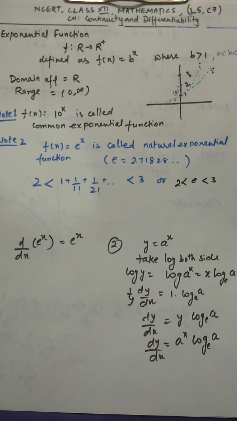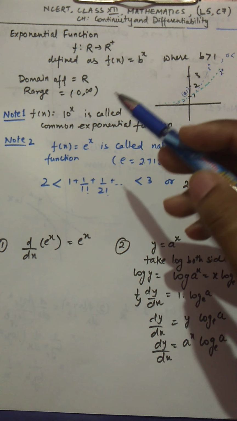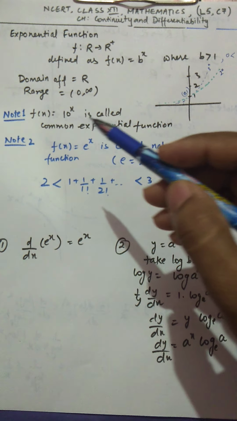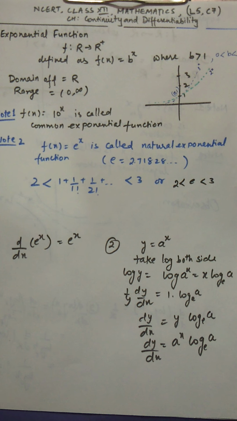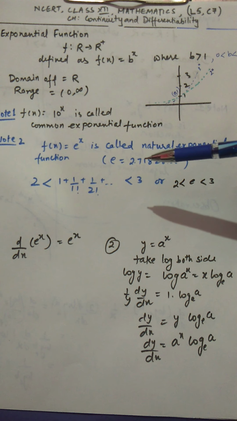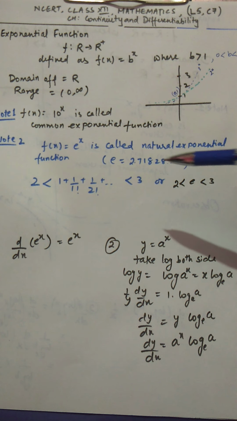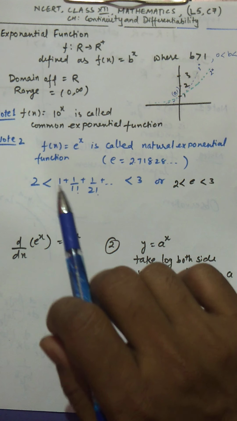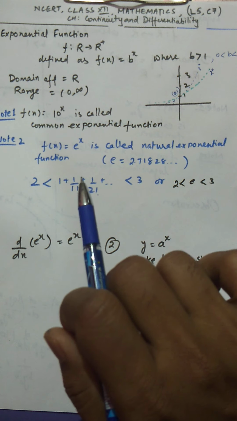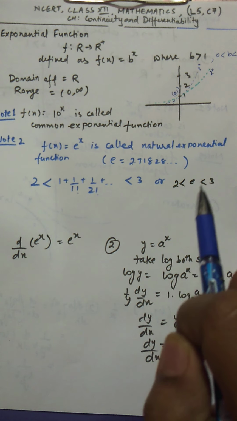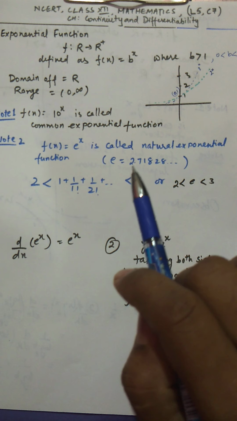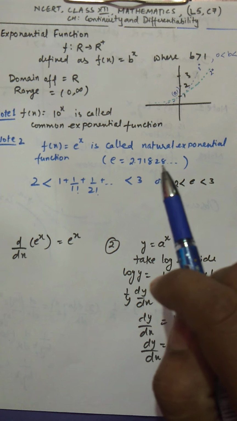Note number 1: if I take the base as 10, then 10^x is called the common exponential function. Note number 2: f(x) equals e^x is called the natural exponential function. The approximate value of e is 2.71828..., a non-terminating, non-recurring number. It is given by 1 plus 1/1! plus 1/2! and so on, and this answer lies between 2 and 3. So we can say e lies between 2 and 3, but the approximate value we use for e is 2.7182.